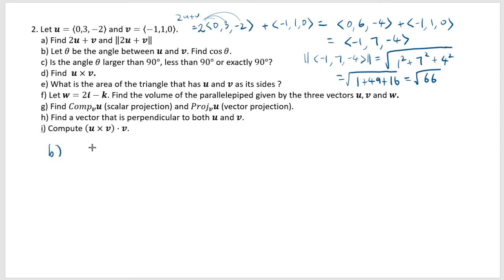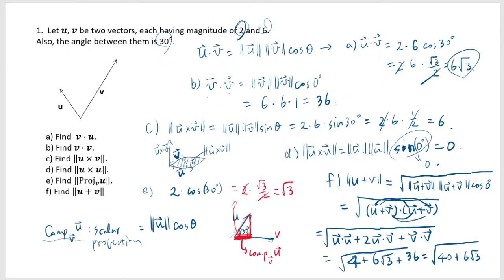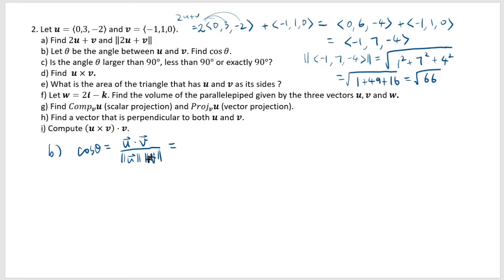B, how do you find cosine theta? Well, cosine theta is u dot v divided by the norm of u, norm of v. And where do we get that from? Well, we get that from the original definition. We had it here, right? So that's the definition. If you solve this for cosine theta by dividing it to the other side, you get exactly this formula.